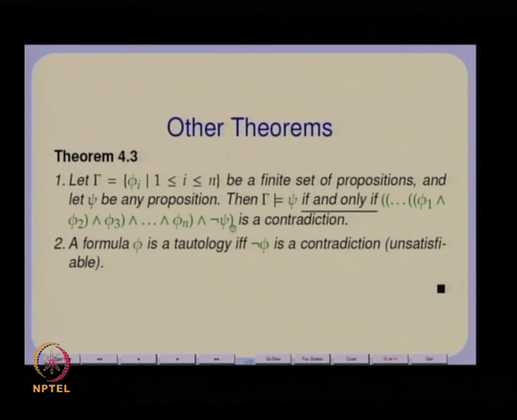So a formula phi is a tautology if and only if not phi is a contradiction, or not phi is unsatisfiable. So these are things that we will use later in our algorithms for proof basically. But the notion of proof itself is something that I will have to formally define.